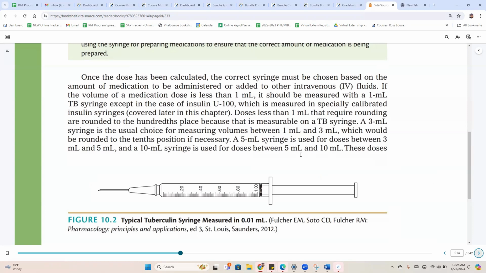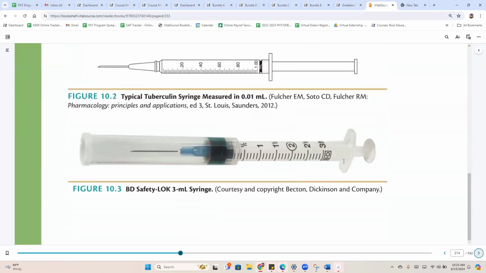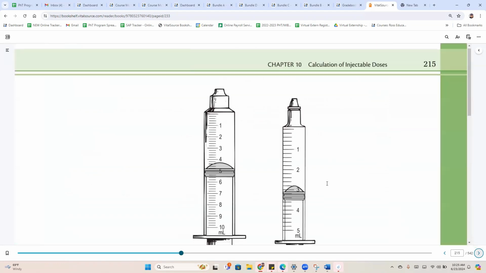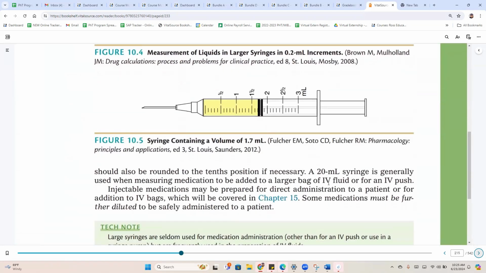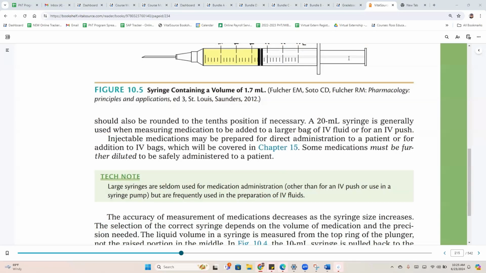These doses should also be rounded to the tenths position if necessary. A 20 ml syringe is generally used when measuring medication to be added to a larger bag of IV fluid or for an IV push. Injectable medications may be prepared for direct administration to a patient or for addition to IV bags. Some medications must be further diluted to be safely administered to a patient.